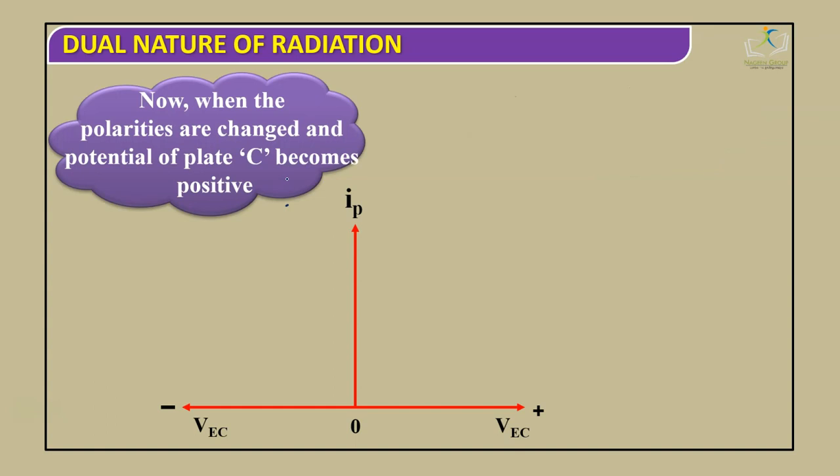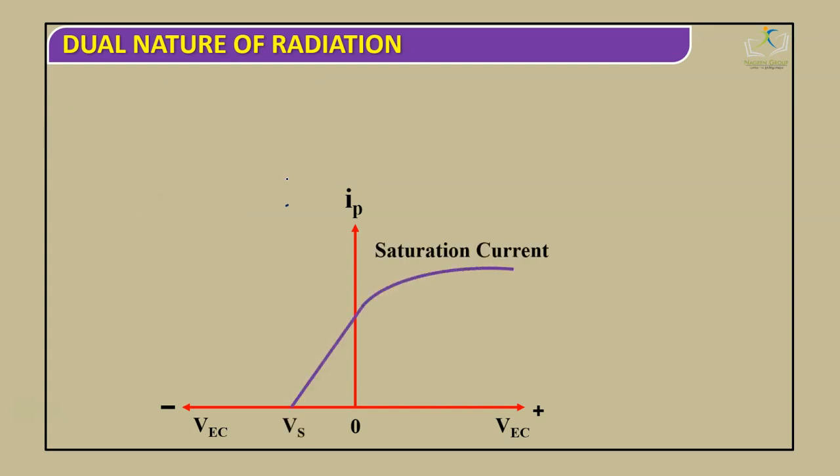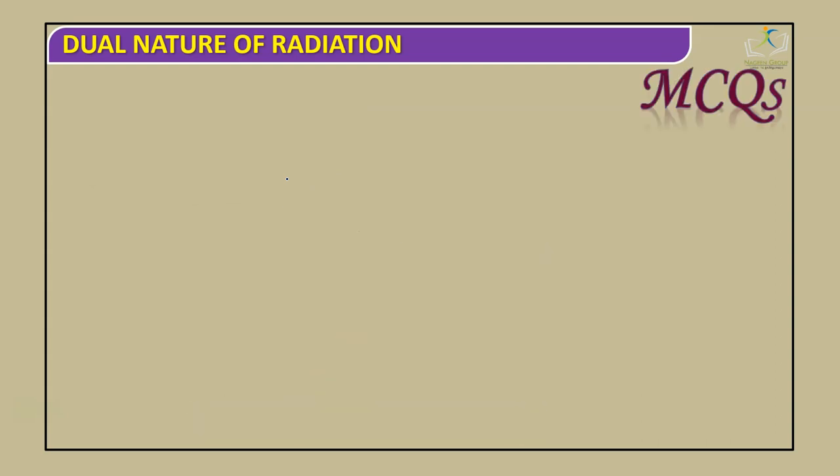Now when the polarities are changed, the potential of the plate C becomes negative and the negative potential is increased gradually till the current becomes 0. In this situation, the graph we will get is a saturation graph or saturation current graph.